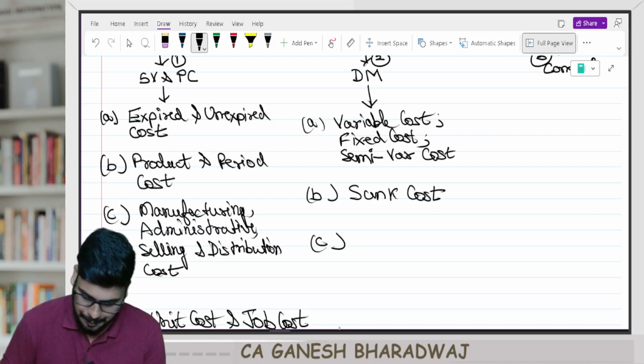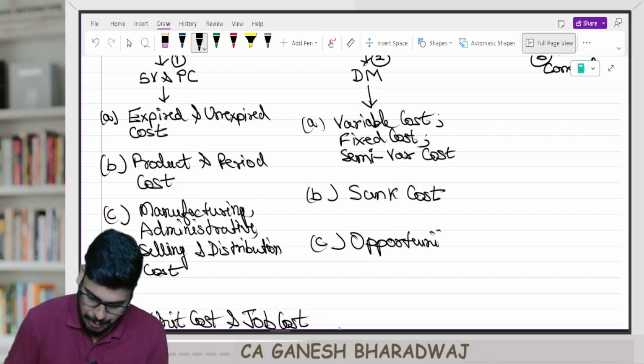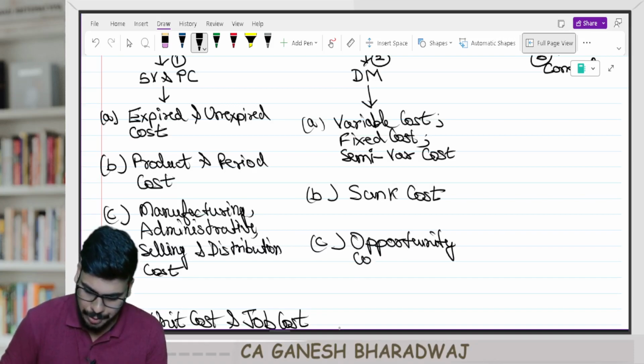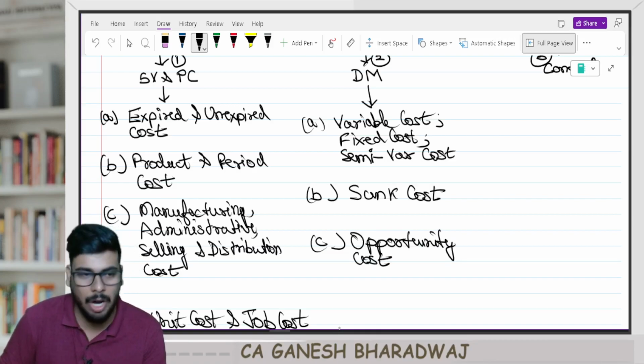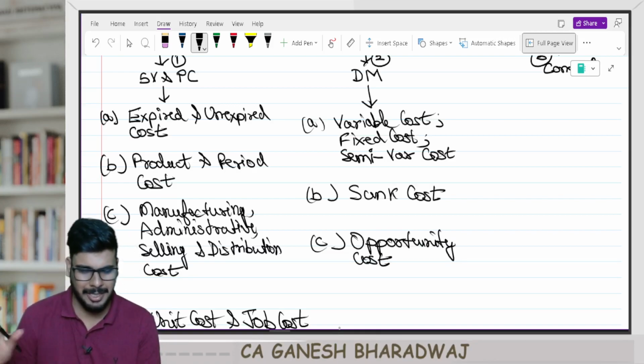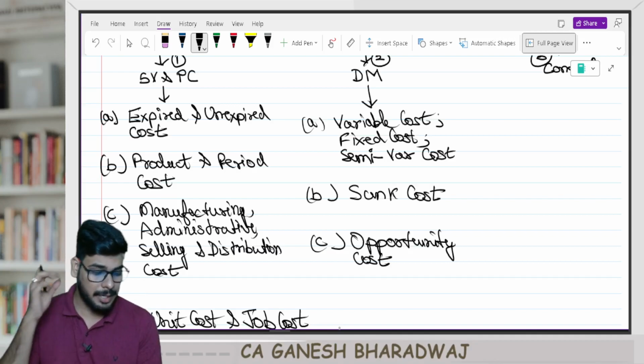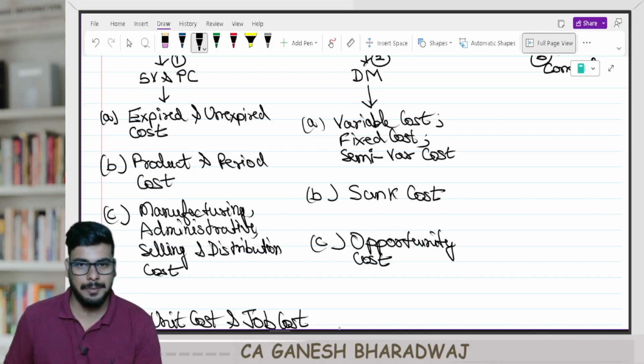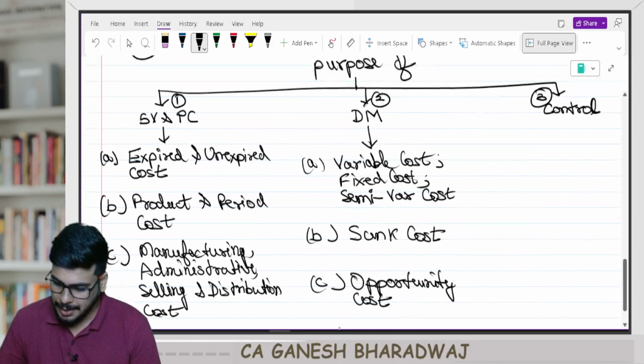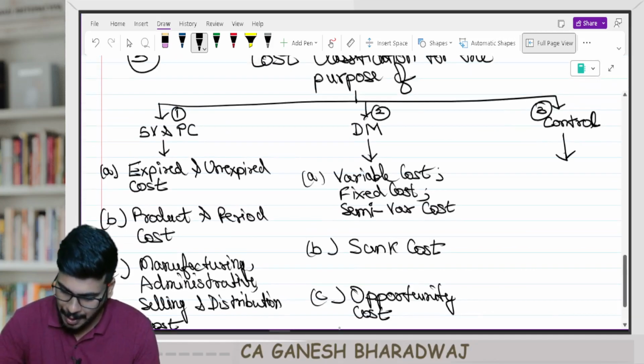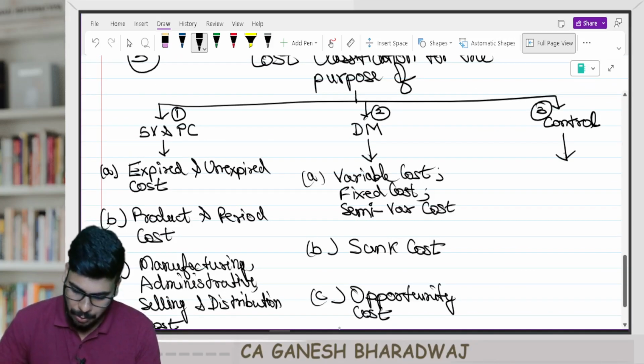and C, opportunity cost. Do you know what is opportunity cost? We have already done it. Yes, anyways, I will just give you a briefing when we are hitting opportunity cost. Clear guys, right? And then last part, the third part of this chart, write down there is only one.